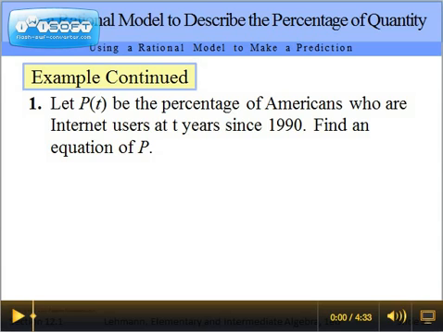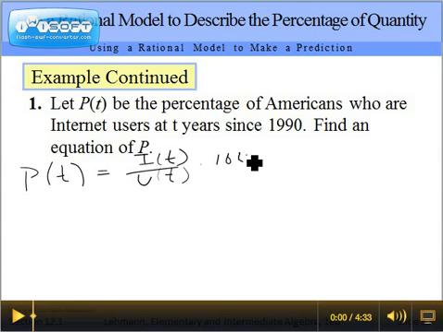I want to let P of t be the percentage of Americans who are internet users at t years since 1990. I want to find an equation of P. To find the percentage of Americans who are internet users, we divide the number of internet users by the number of Americans and multiply the result by 100. So P of t is equal to I of t over U of t times 100.